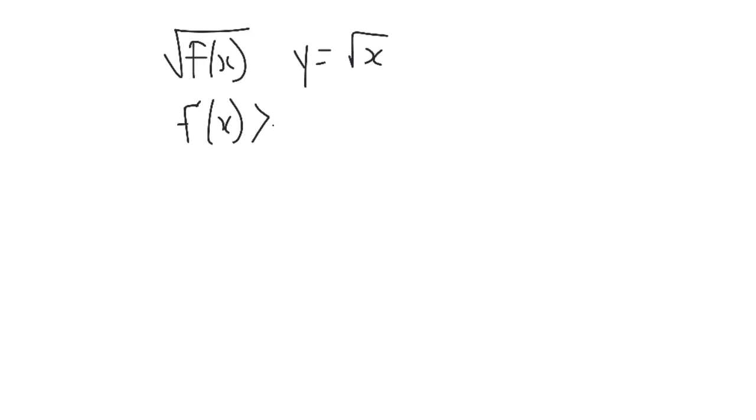Some take-home points here before we look at one or two examples. So the square root of f of x, or as our really basic version, y equals root x, will only be defined if f of x is greater than or equal to 0. Okay, we cannot take the square root of negative values in a real number context. If we're looking at complex numbers, we can do that, and it becomes, as the name suggests, a little bit more complex. But in our real number system, we cannot take the square root of negative values.